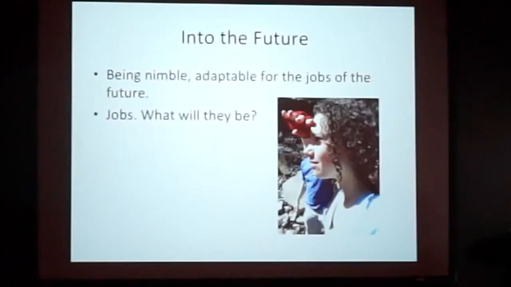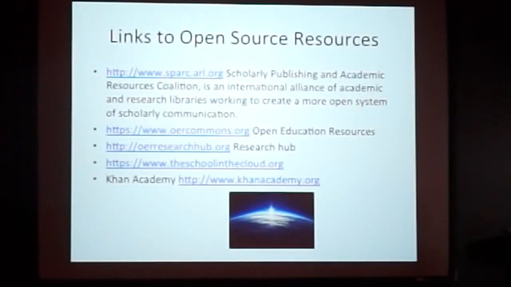So looking into the future, what do we need? We need to be nimble, adaptable for the jobs of the future. I have a great list of over 152 jobs that will be in the future. Basically, the jobs that we're teaching children to be prepared for are obsolete. They're on the way out. So we need to be more current. We need to be aware of what's going on. I've got a lot of links. If people want this presentation, they can ask me and I can send it on.